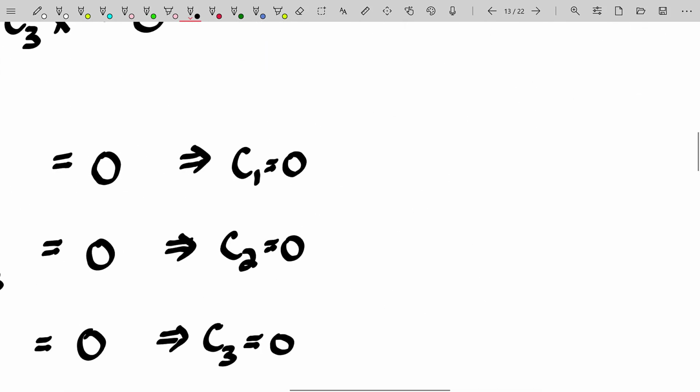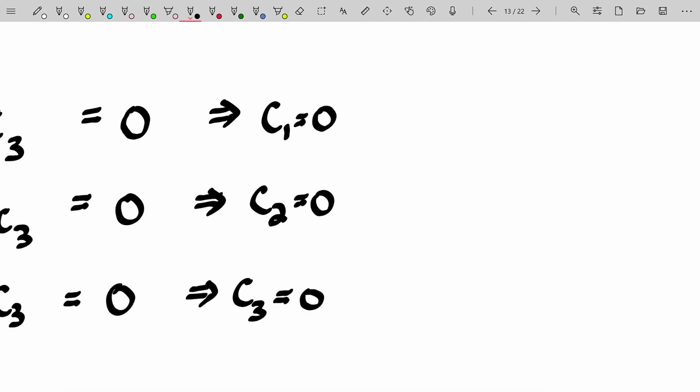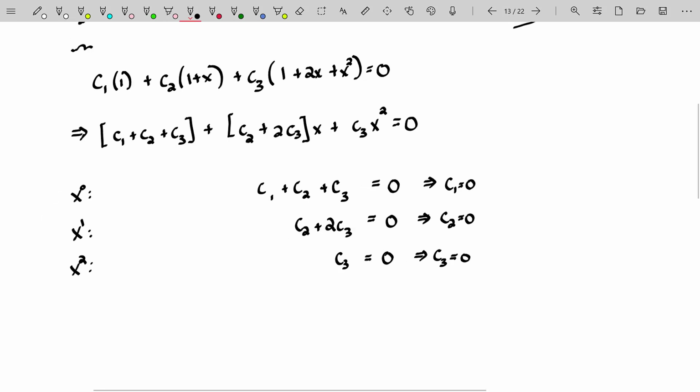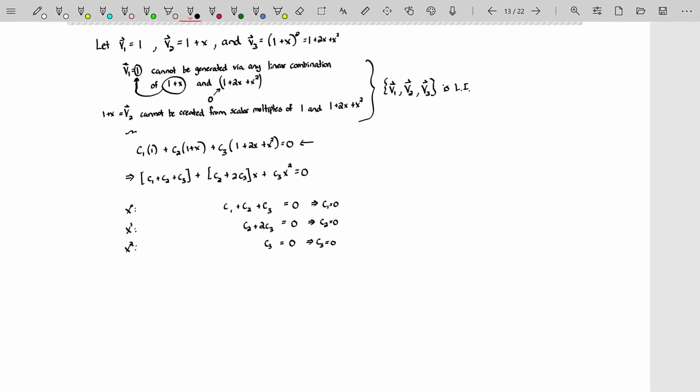But here you go. The only linear combination of those three vectors that will lead to 0 is if the weights are all 0. Therefore, these vectors are linearly independent by definition. So two ways to tackle that. Again, we can't use matrices here, not yet.